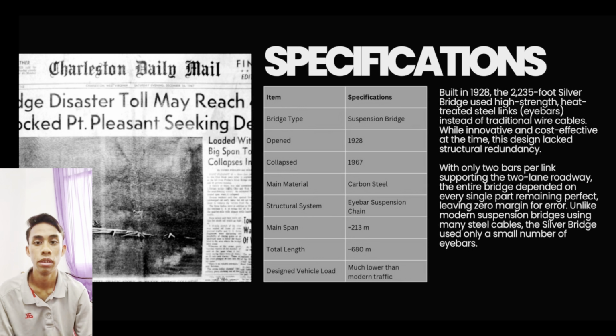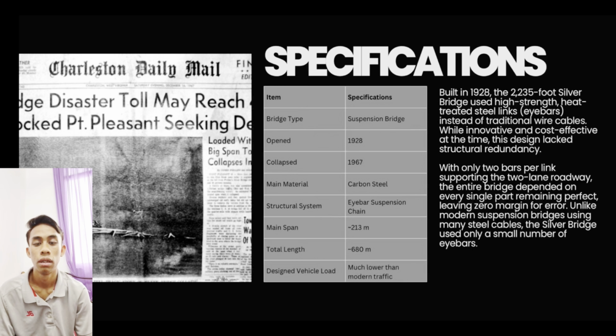Now, let us look at the specification and structural design of the Silver Bridge. The Silver Bridge was classified as a suspension bridge and was primarily constructed using carbon steel. One of its most unique features was its I-bar suspension chain system. Unlike modern suspension bridges, which use thousands of steel wires bundled together to form large cables, the Silver Bridge relied on steel I-bars connected through pin joints. This design was considered innovative at the time because it reduced construction costs and simplified manufacturing and assembly.